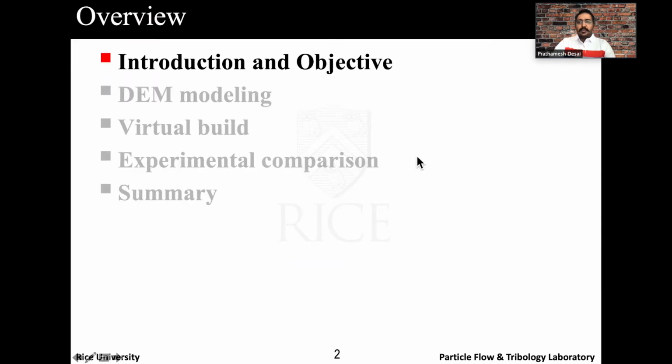Here is a brief overview of my talk. I'll start by introducing the problems encountered in binder jet additive manufacturing, then I'll lay out the objective which we would like to achieve in this particular study. Then I'll spend some time explaining the DEM modeling framework employed in this study, show you a virtual build simulation, compare that with experimentally 3D printed parts, and end with a summary.